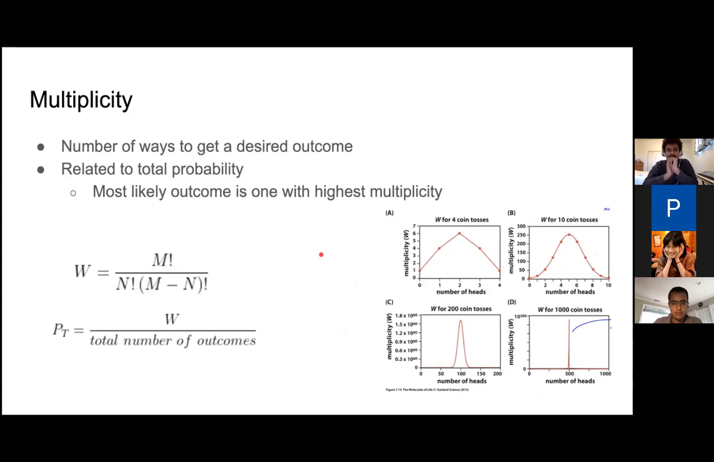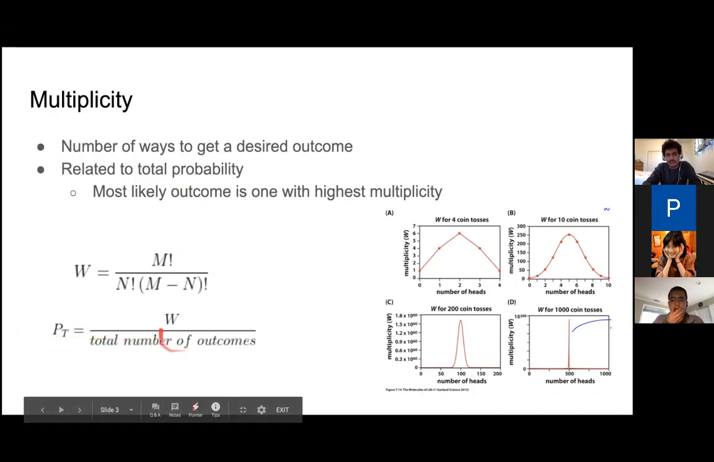From there, we can start talking about multiplicity. What multiplicity is, in a very simple definition, is the number of ways that you can get your desired outcome. For example, if you're doing 4 coin tosses, how many ways can I get 2 heads within those 4 coin tosses? And multiplicity is related to the total probability. And this is the equation down here: multiplicity divided by the total number of outcomes.